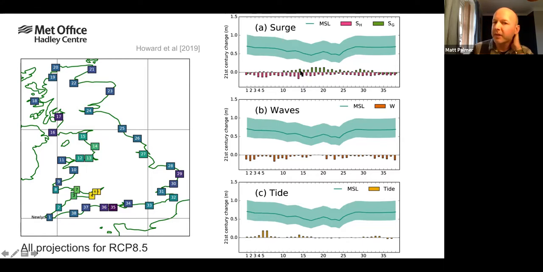Each of these panels looks at changes in storm surges for the top panel, significant wave height for the middle panel, and the potential for changes in tidal amplitude in the bottom panel. And on every single panel, we can see this green shaded region, which is telling us what the mean sea level projection is. As you can see, we have higher levels of mean sea level rise projected for the south of the UK than we do for the north of the UK. So that gives us this characteristic decrease as we progress clockwise around the UK, and then it starts to increase again as we come down the east coast of the UK.